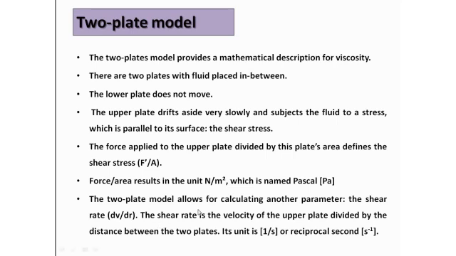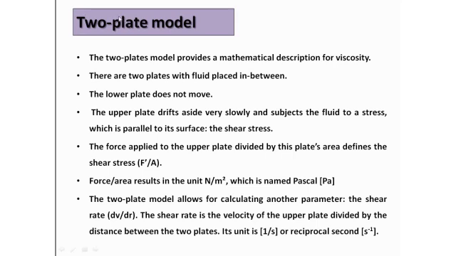Now you see, the two-plate model allows for calculating another parameter, known as the shear rate. Shear rate is nothing but small dv by small dr, the small change in the velocity by the small change in the distance, right? The shear rate can be defined from this experiment as the velocity of the upper plate divided by the distance between the two plates. Suppose this distance is r.